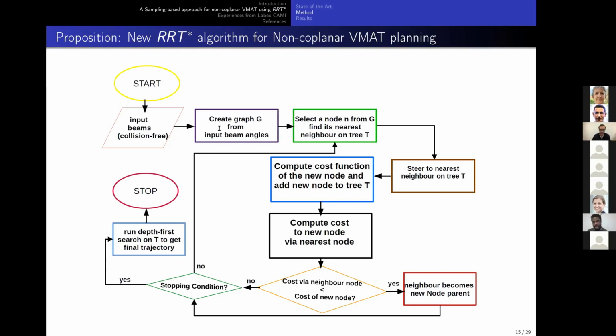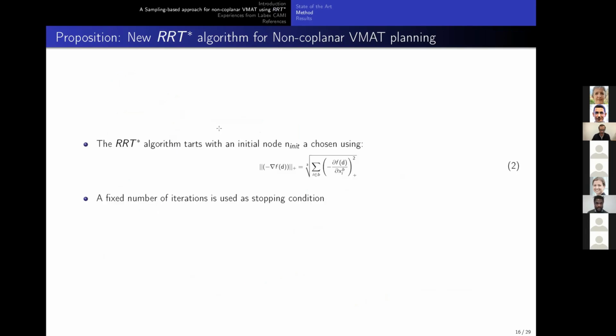The cost function that we use now is not the distance parameter, like the Euclidean distance between two nodes. The cost function we use is the dosimetric objective function. This is a modification that we have made, and this will help us to know if the new node that we have has a lower cost than the neighbor node that is already existing on the tree, and this is what we use to build up the tree. And then we have a stopping condition that is based on the number of iterations that we fix. And at the end of the iterations, we run a depth first search, and from this we get the trajectory.